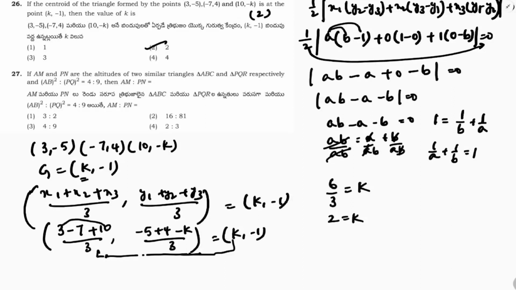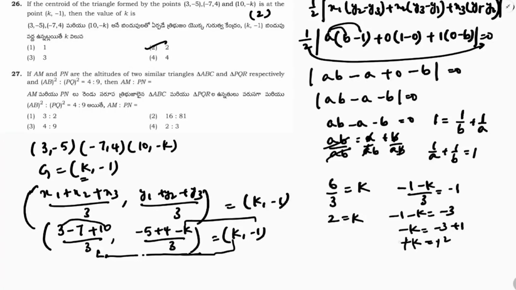If you want, you can check for ordinate also. Minus 5 plus 4 is minus 1. Minus 1 minus k by 3 is minus 1. Minus 1 minus k is minus 3. Minus 3 minus 1, if I transpose, plus 1. So minus k is minus 2, minus minus cancel. So the value of k is 2. In this way you can simplify that.